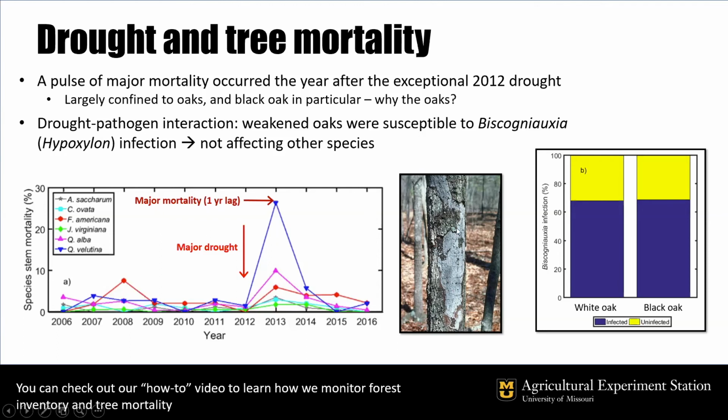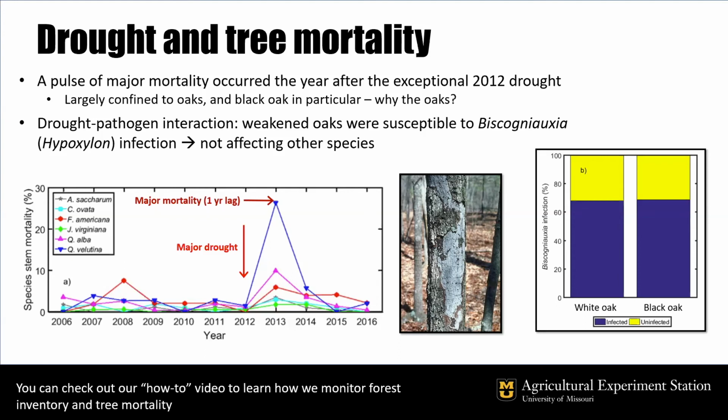It causes the bark to slough off, and this rotting of the sapwood essentially comes in and finishes off the tree after that severe stress. And in our inventory, we found that of the trees that died in 2013, both white oak and black oak, about 75% of those trees showed visual evidence of Biscogniauxia infection.